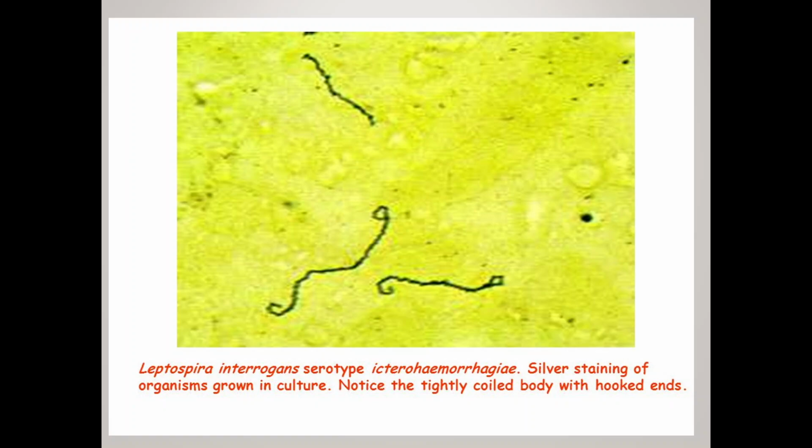Leptospira, for example, on the slide you can see Leptospira interrogans, serotype Icterohaemorrhagiae, silver staining of the organism grown in culture. Notice the tightly coiled body with hooked ends, like the letter S.